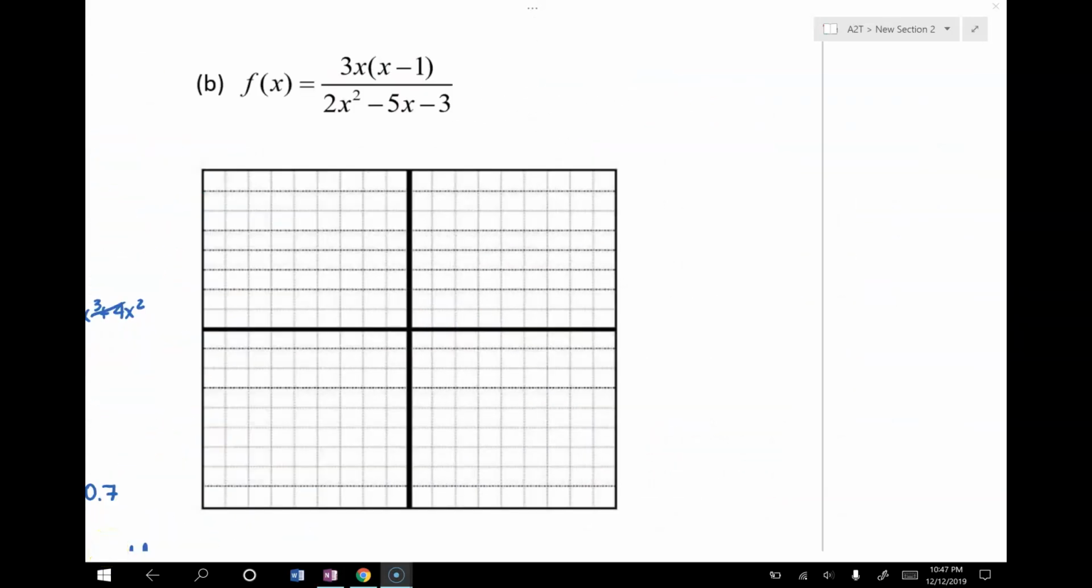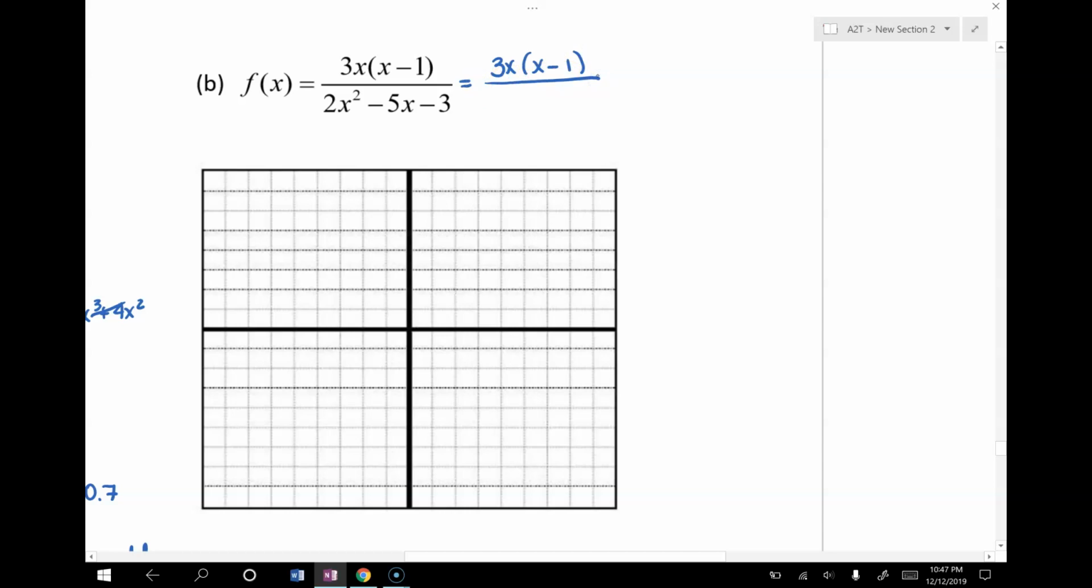All right, so our second one, the top is in factored form. The bottom is in standard. So in order to see if there's a hole, because that's what we have to do first, I need to factor the denominator. 3x times the quantity of x minus 1 stays the same.